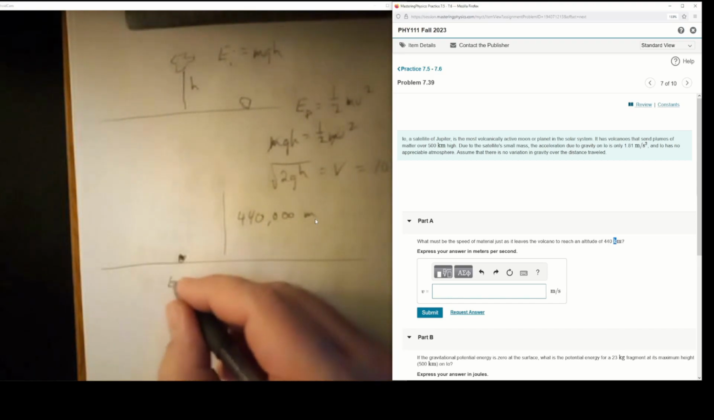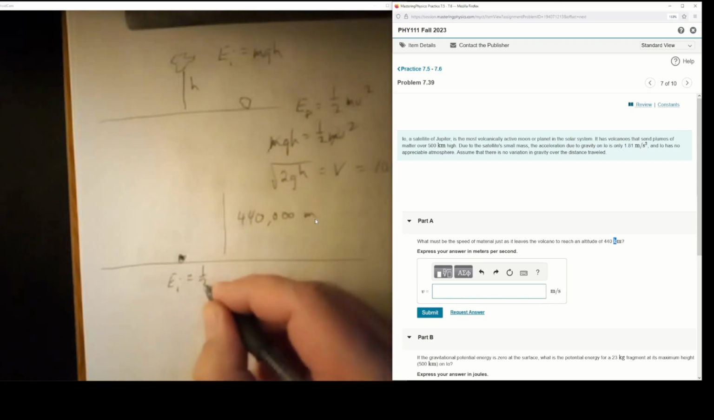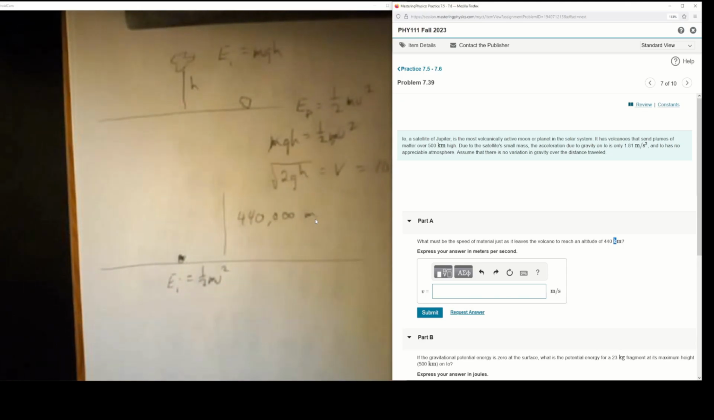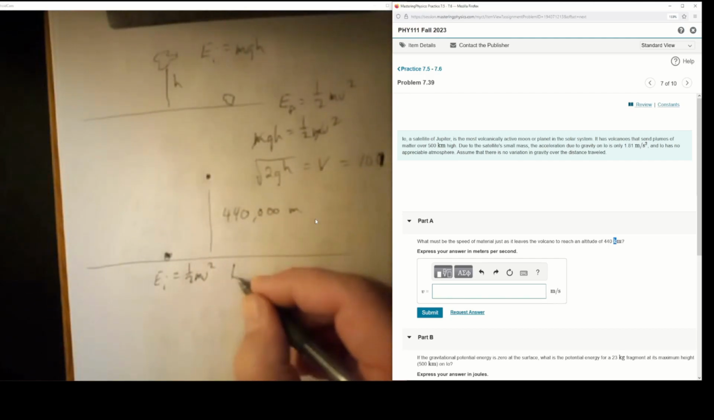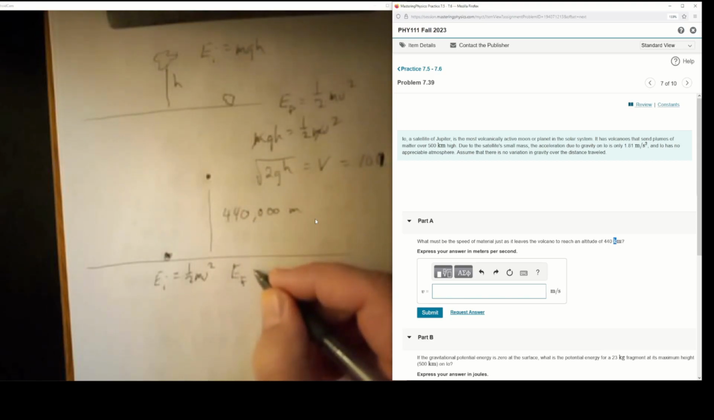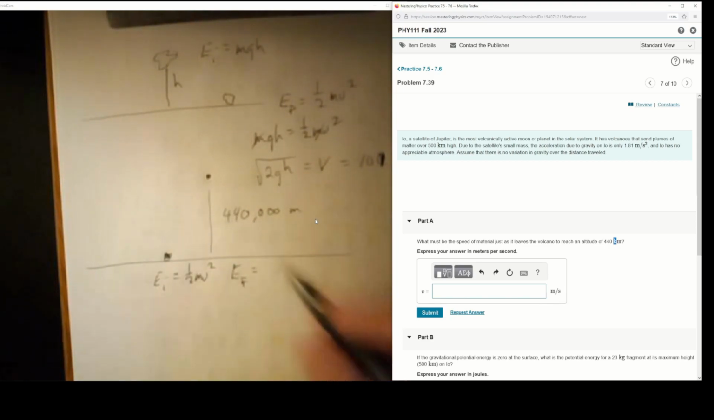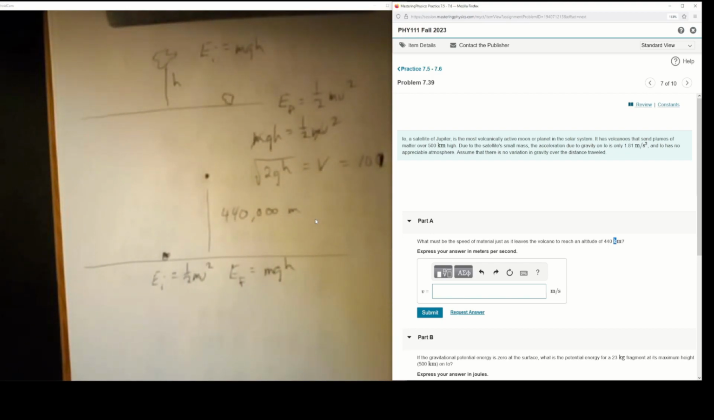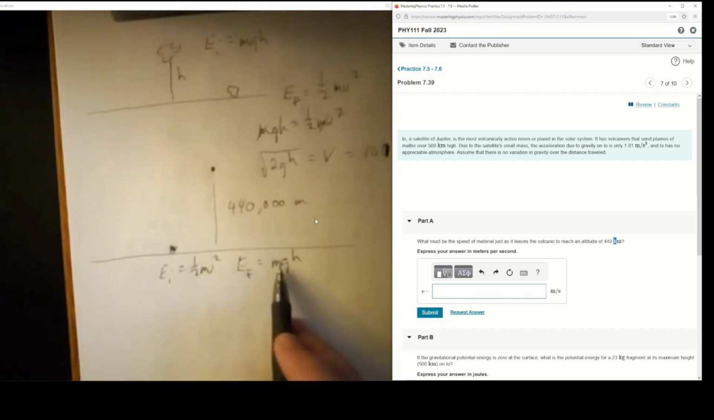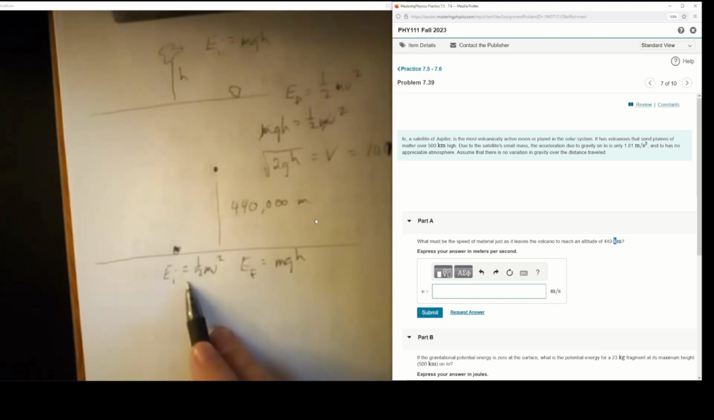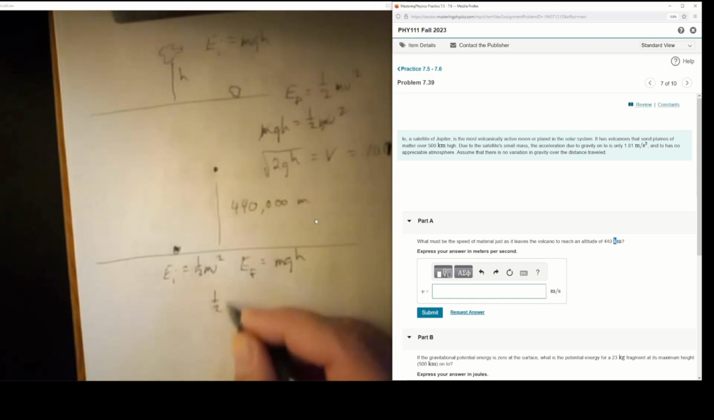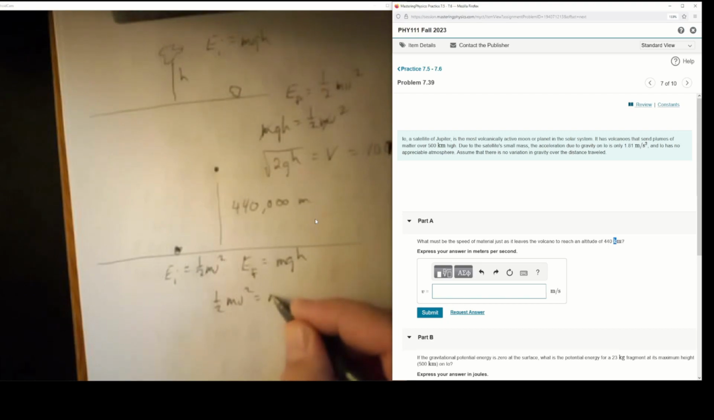The initial energy is some kinetic energy given upon its explosion, and then it rises up from that explosion and reaches some maximum height. That maximum height is where it stops momentarily before it falls. At maximum height, there will just be mgh. And again, we get this very common relationship: initial equals final. 1/2 mv squared equals mgh.